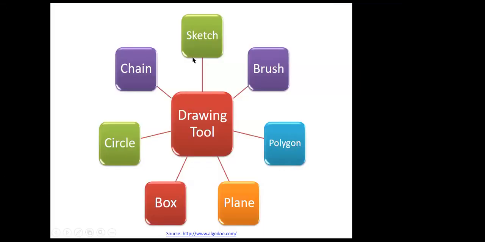So these are the drawing tools like sketch, brush, polygon, plane, box, circle, chain. And the sketch is one of the best tools for Algodoo. Using this sketch, we can do the work of other tools also. So all other tools are wrapped in this single tool.